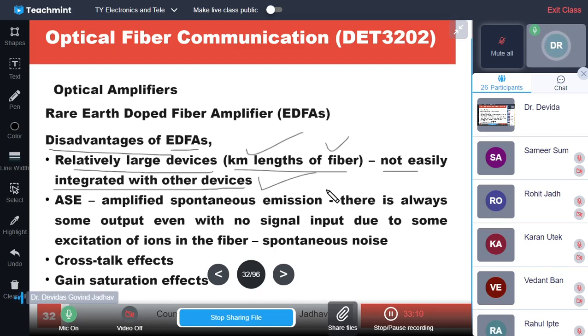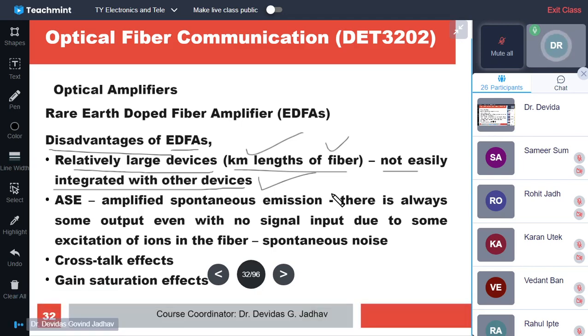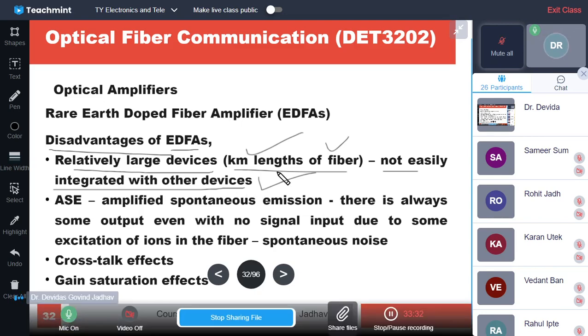As in SOA, it is very compact and very easily integrated with other devices. It is the unique feature or advantage of SOA. The semiconductor optical amplifier has this advantage, or this feature, which is not there in the EDFA. It is becoming a disadvantage of EDFA: a relatively large device with a kilometer length of fiber, and not easily integrated with other devices.